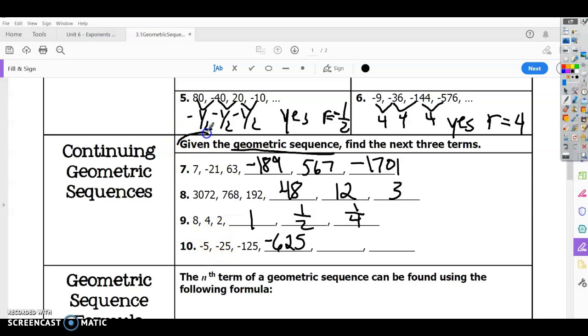So again, the reason I'm only doing one number to find out what my common ratio is, again, it says it's given that it's a geometric sequence. So if we know it's a geometric sequence, we know it has a common ratio. So all we have to do is look at 2 of the terms to find the common ratio and then go from there. All right, the next term, if I multiply that by 5, I'm going to get negative 3,125. And if I multiply that by 5, I'm going to get negative 15,625.